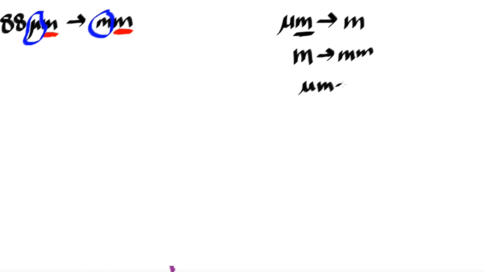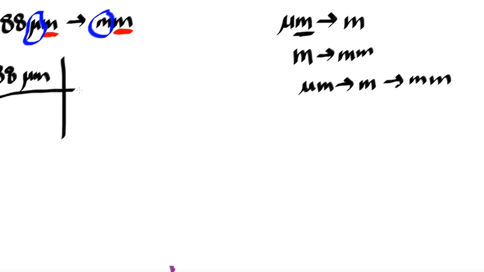You could do this as one problem if you wanted to. I was doing that in class, micrometers to meters to millimeters. That's one step if you do it like that. I'm going to break it up into two steps just to make sure everybody understands. So we're going to go 88 micrometers, and I'm going to first convert that to meters. Put meters on the top. Micrometers is going to go on the bottom because we need that to cancel out. Here I need a relationship between micrometers and meters.